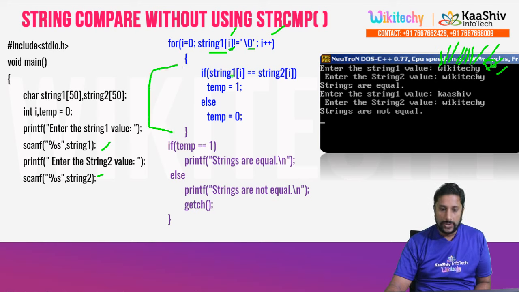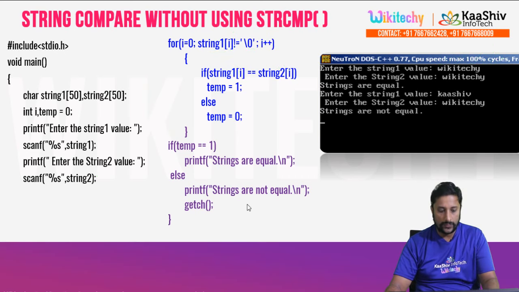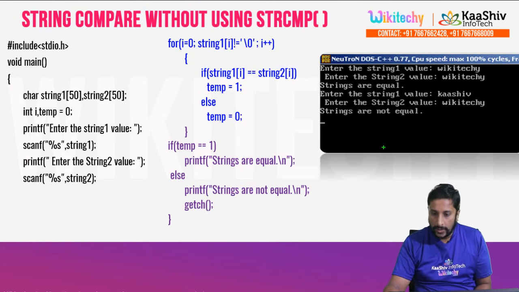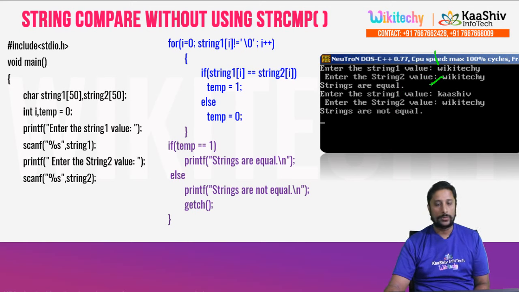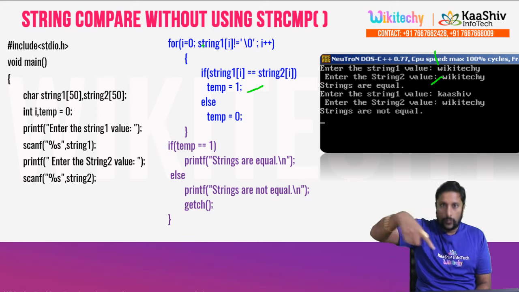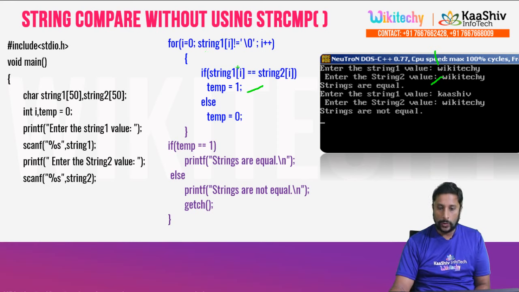The if condition checks whether string1[0] is equal to string2[0]. Over here, string1[0] is V and string2[0] is V, so temp equals 1, good. I'm looping through it. Now i is equal to 1, string1[1] and string2[1], it's good once again. Then string1[2] and string2[2], it's good. So the for loop keeps checking while temp equals 1.